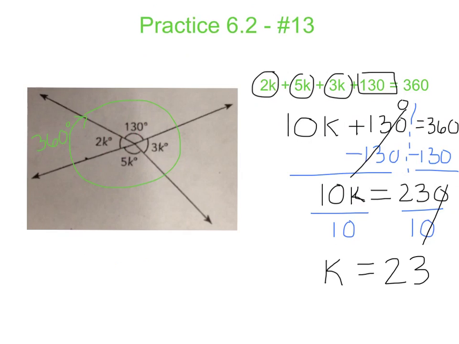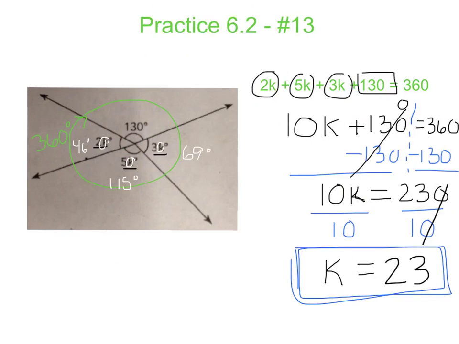Since I know that my k value is equal to 23, I can actually go back in and solve for each of these different values. I would know that 2 times 23 would be a total of 46 degrees. My 5k would be 115 degrees, and 3k would be 69 degrees, since all we did was take our k value of 23 and plug it in for the k. Now, the problem just asked us to solve for k, so our final answer here would still just be 23.